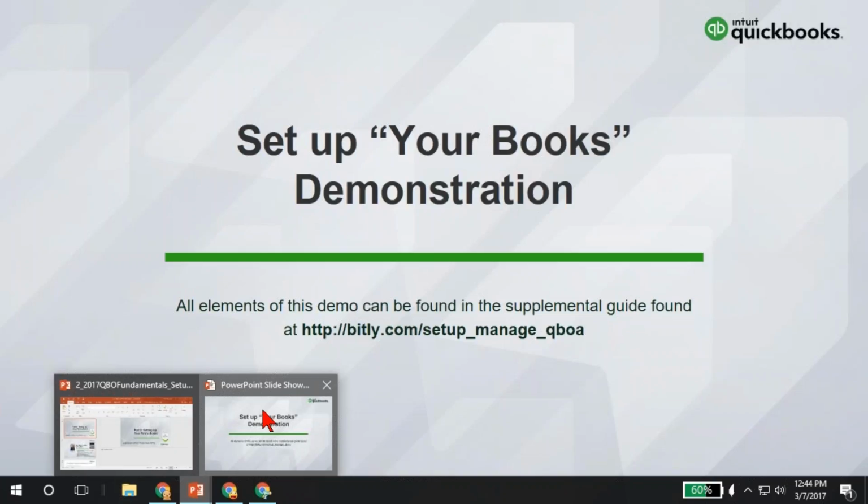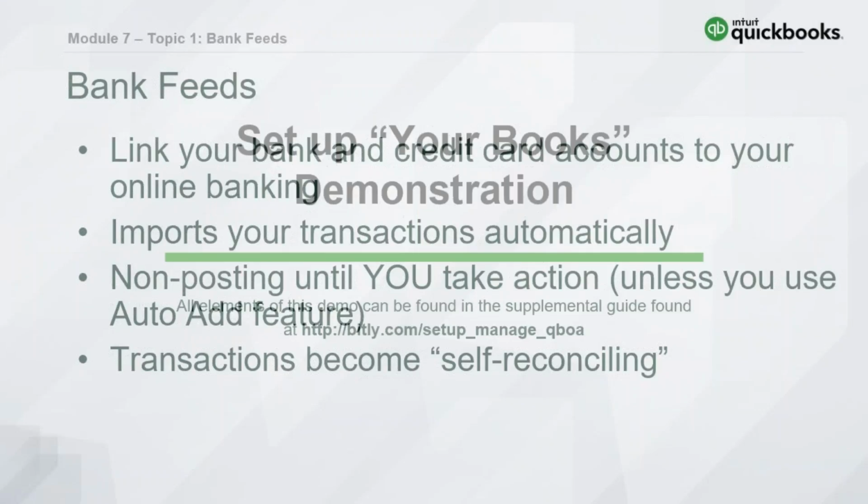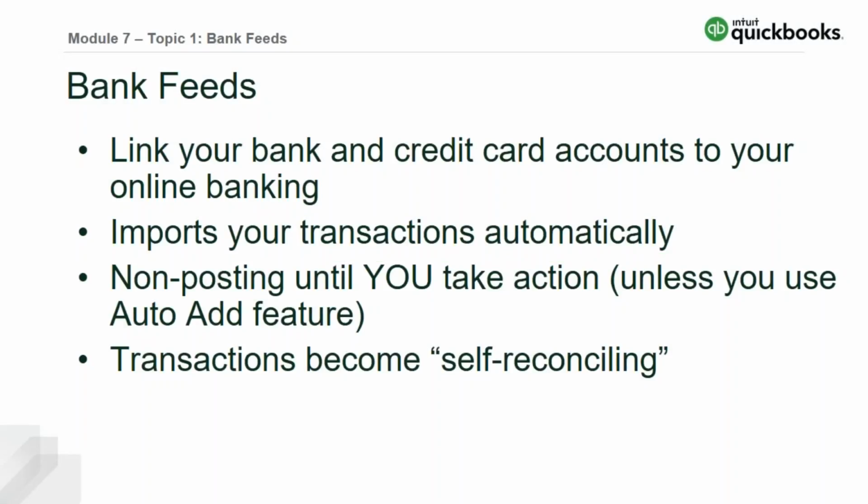All right, so first of all, we created the new subscription, or we converted from desktop or whatever. We went through and we customized our settings. We might have customized our chart of accounts, our products and services list. We invited the client as a user, maybe earlier. Maybe we still are waiting to set the rest of this up before we add the client. But we want to set up our bank feed. This is where we're going to link the bank and the credit card accounts to the online banking in QuickBooks Online.